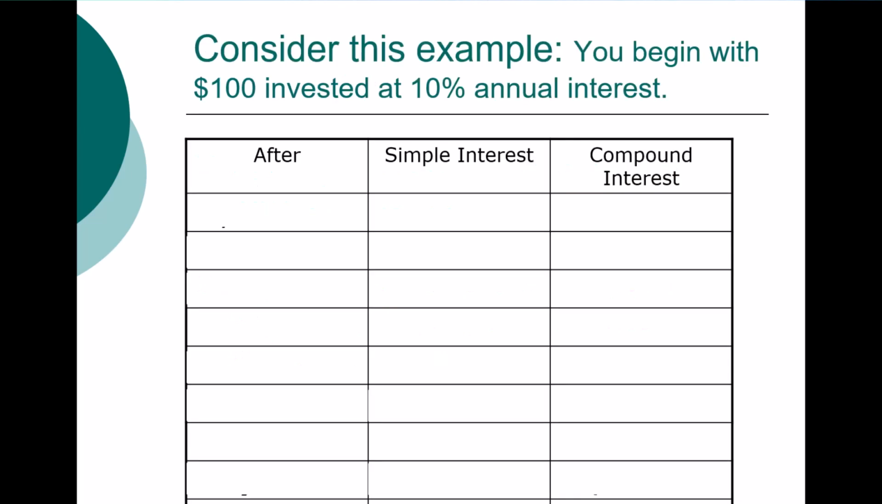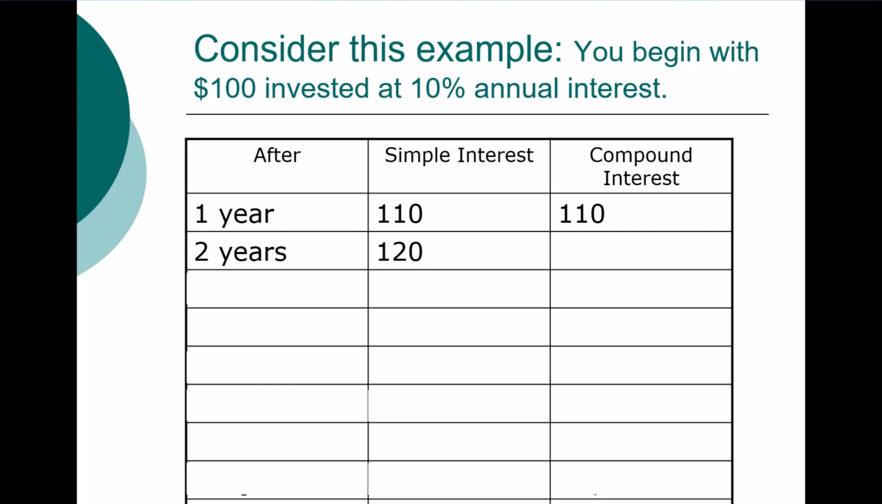So let's consider this example. You begin with $100. You're investing it at 10% annual interest. So that means every year they're going to add 10% on. So in year one, with simple interest, you would have 100 plus 10 more dollars, or $110. Now, compound interest after the first year is going to be the same because we only have one time interval in 1 year. Let's look at 2 years. After 2 years, simple interest is going to give us $120. In other words, $10 on that initial amount each year.